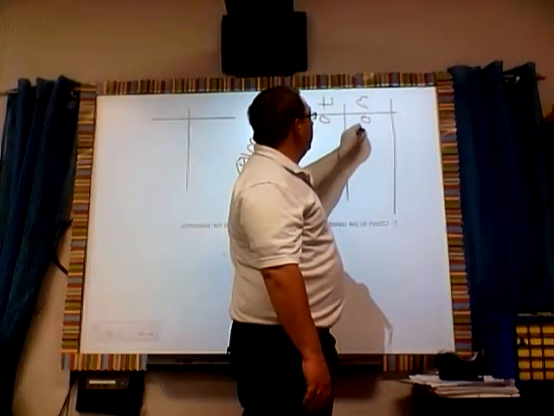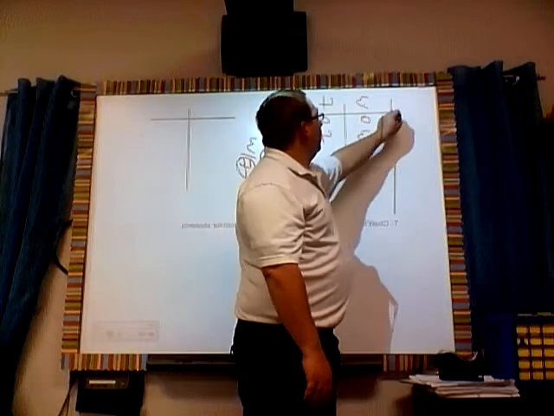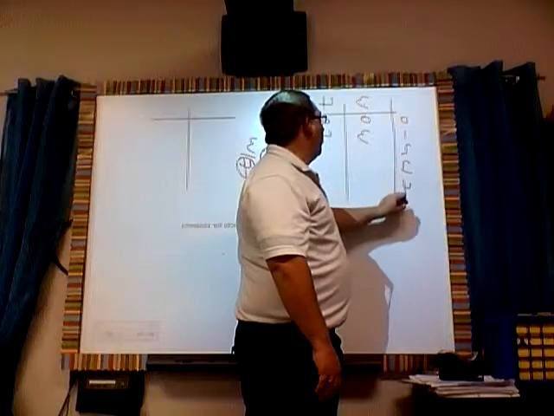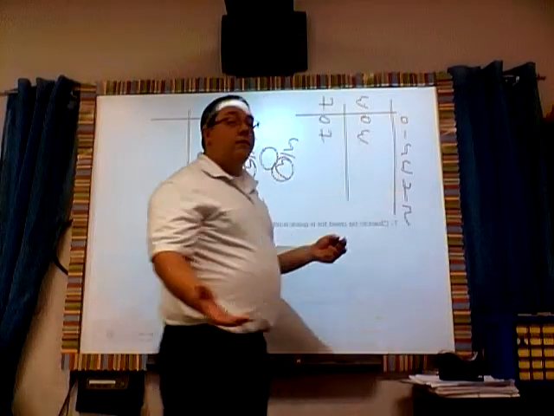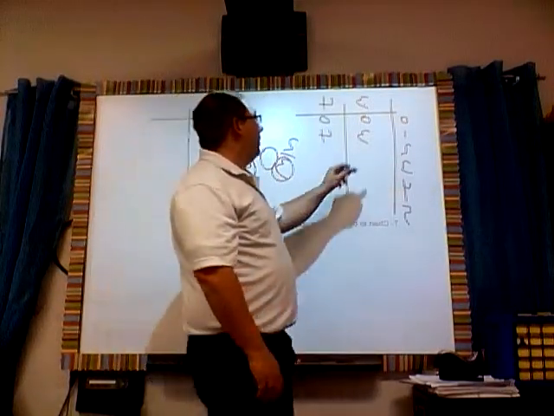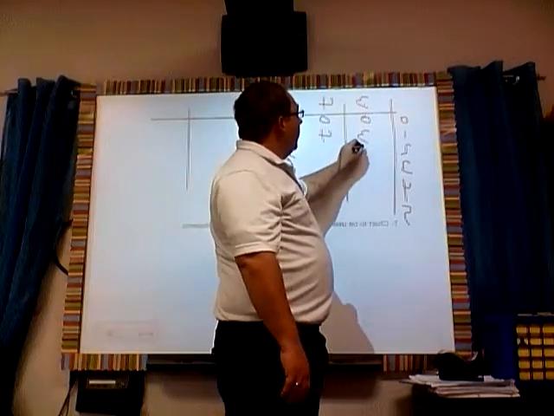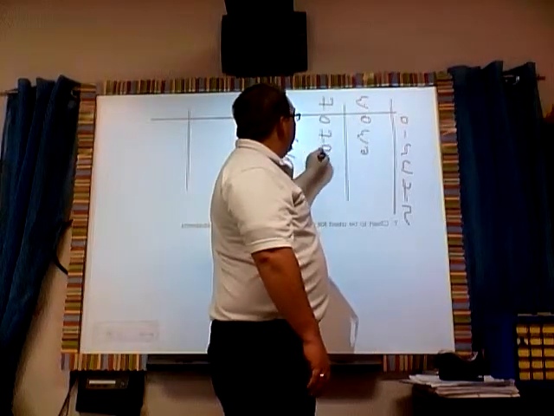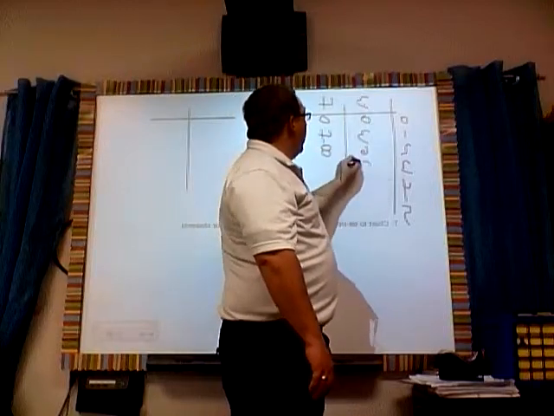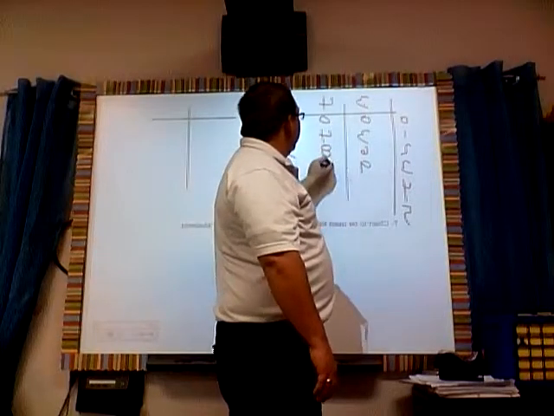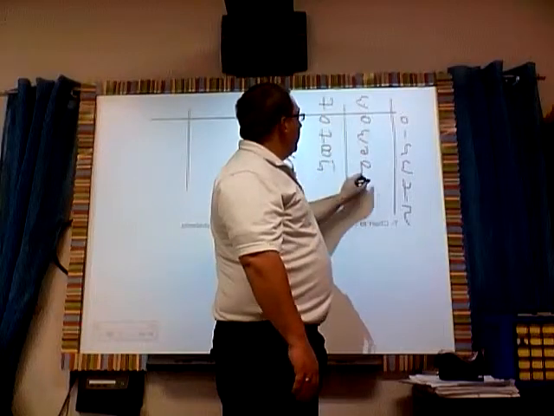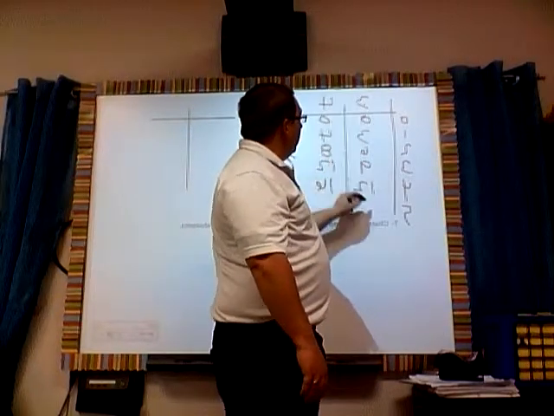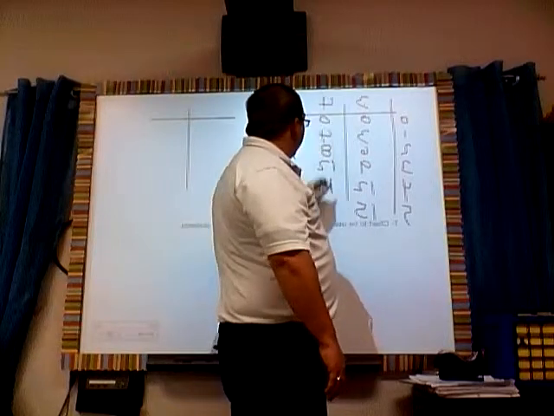0, 1, 2, 3, 4, 5. We'll stop at 5 because we don't think we're going to go past that. So we got 3 times 2 is 6. 4 times 2 is 8. And 3 times 3 is 9. 4 times 3 is 12. 3 times 4 is 12. 4 times 4 is 16. 3 times 5 is 15. And 4 times 5 is 20.